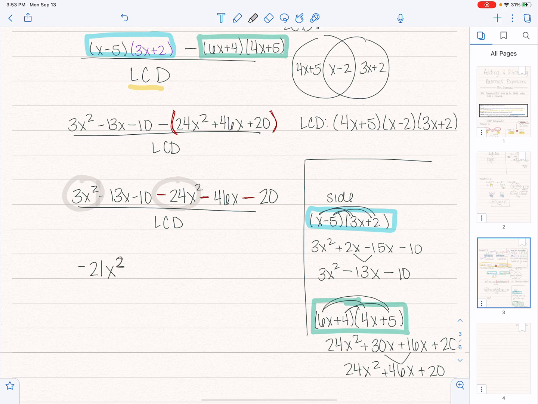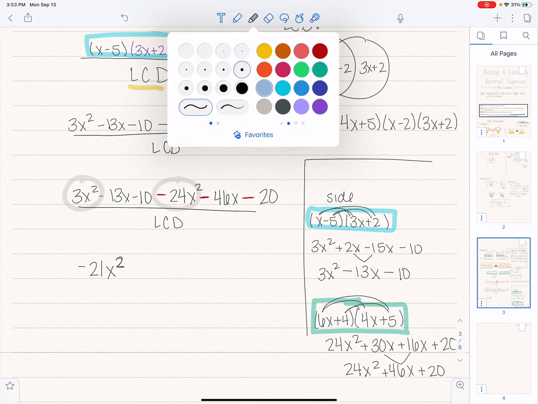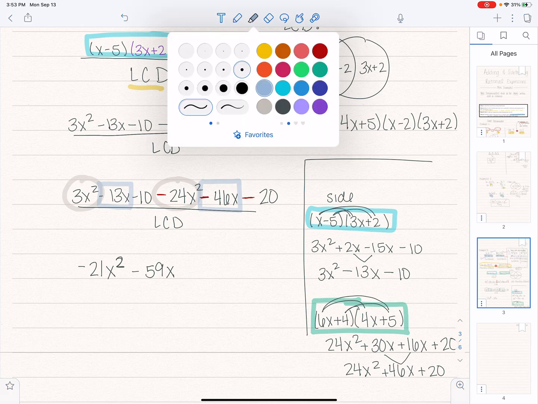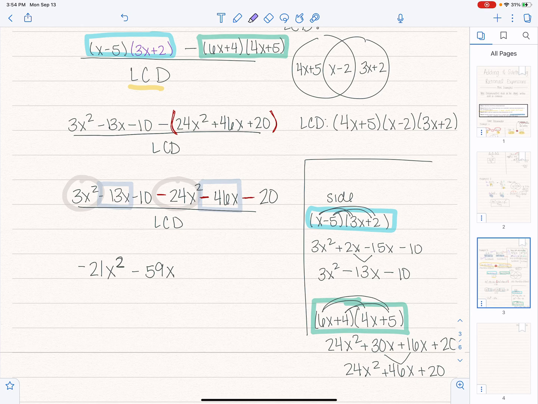My next one, negative 13x minus 46x is going to give me negative 59x. And then the last one, negative 10 and negative 20 is going to give me a negative 30 all over the LCD.